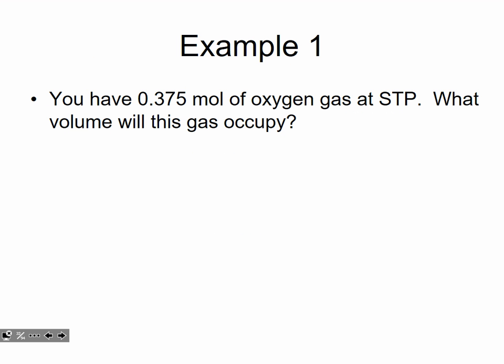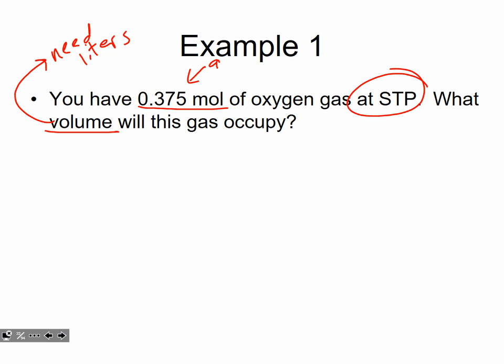So just a sample problem of this to close. You have 0.375 moles of oxygen gas at STP. Oh, that's a nice thing right there, letting us know that we're going to use our new conversion factor. What volume will this gas occupy? What volume? So that tells us that we need liters. The question is asking for liters. It gave us moles.